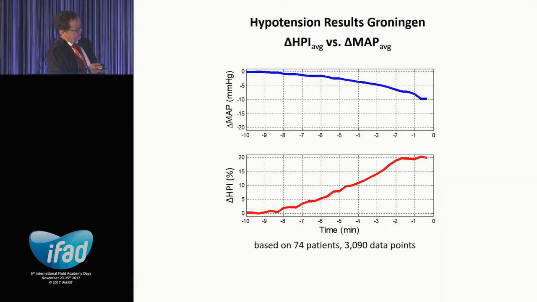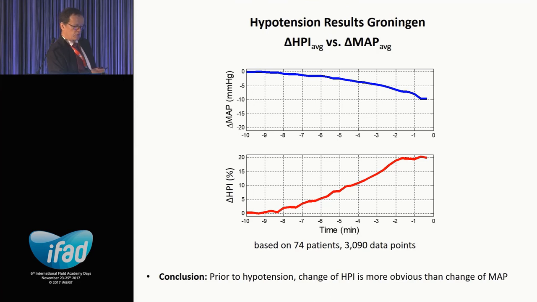And these are the dynamics. This is the occurrence of the hypotensive event. If you go back in time, you can see that the changes in this HPI variable are much more dynamic than the changes in mean arterial pressure. So prior to hypotension, the change is more obvious for this variable.